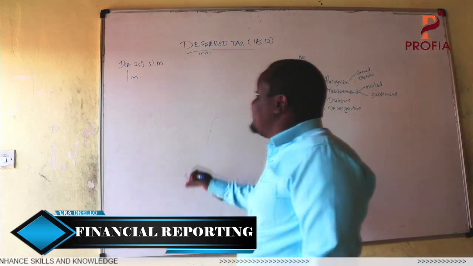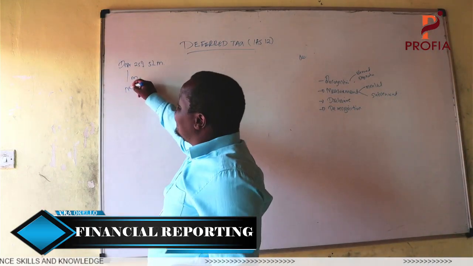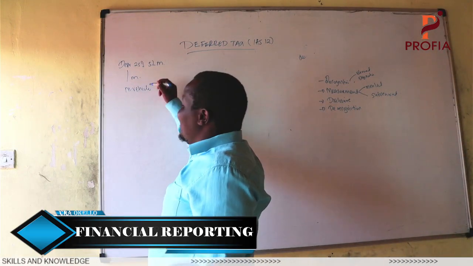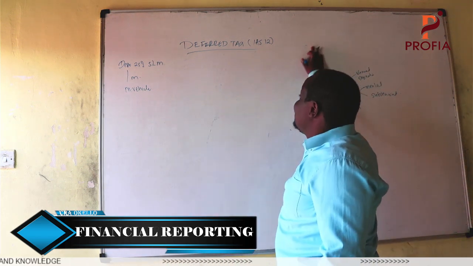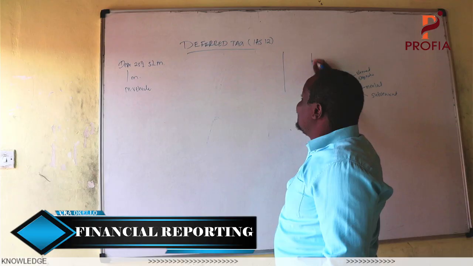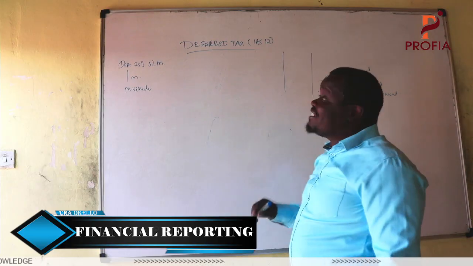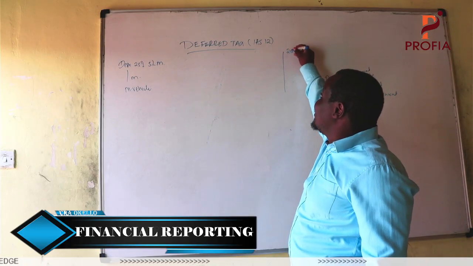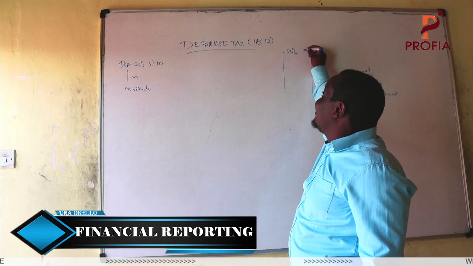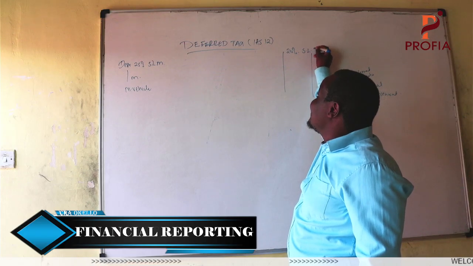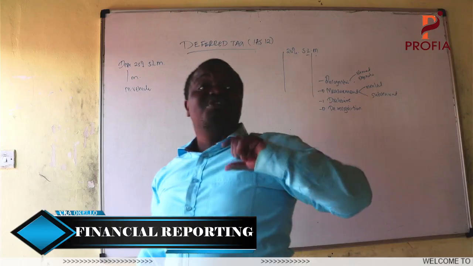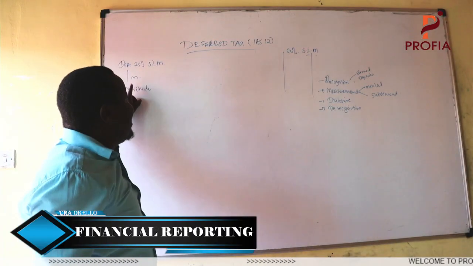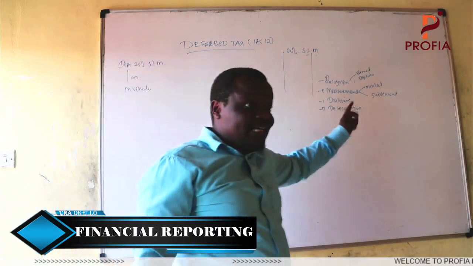Now, at the same time, let's say it is a motor vehicle. KRA provides that motor vehicle is to be depreciated on a schedule that they are going to give, and they say motor vehicle is to be depreciated at 20% straight line method. So you see, you have used 25%, and KRA wants you to use 20%.